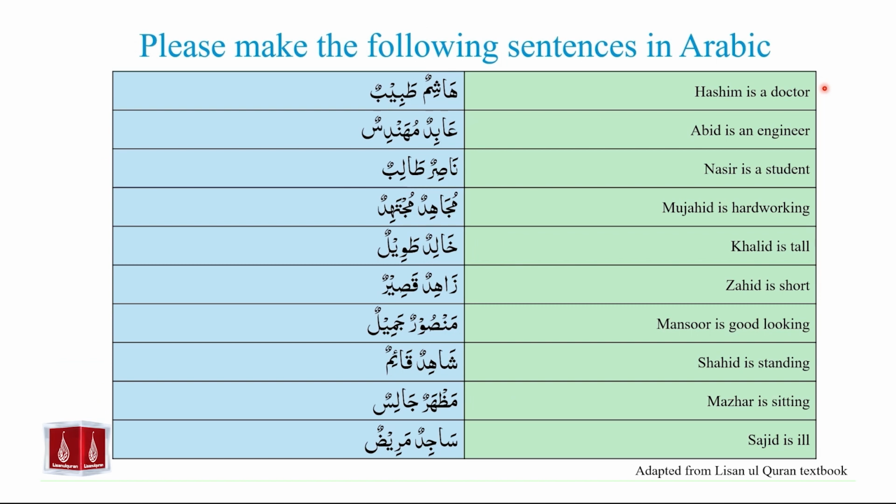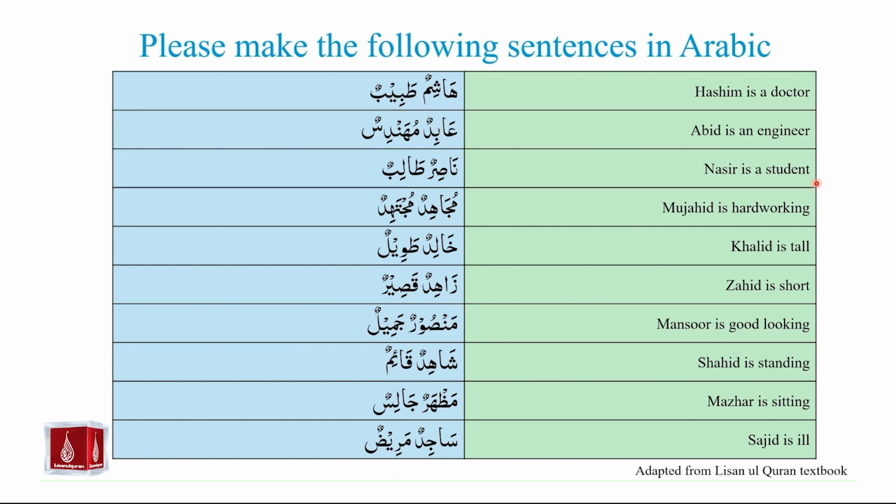We will now do some practice. First of all, we will take these sentences in English and make the corresponding sentences in Arabic in the form of jumla ismia. First of all, we have Hashim is a doctor. Hashimun tabibun. Abid is an engineer. Abidun muhandisun. The vocabulary for engineer is muhandis, and Abid is a masculine name, so in this case it will accept tanween.